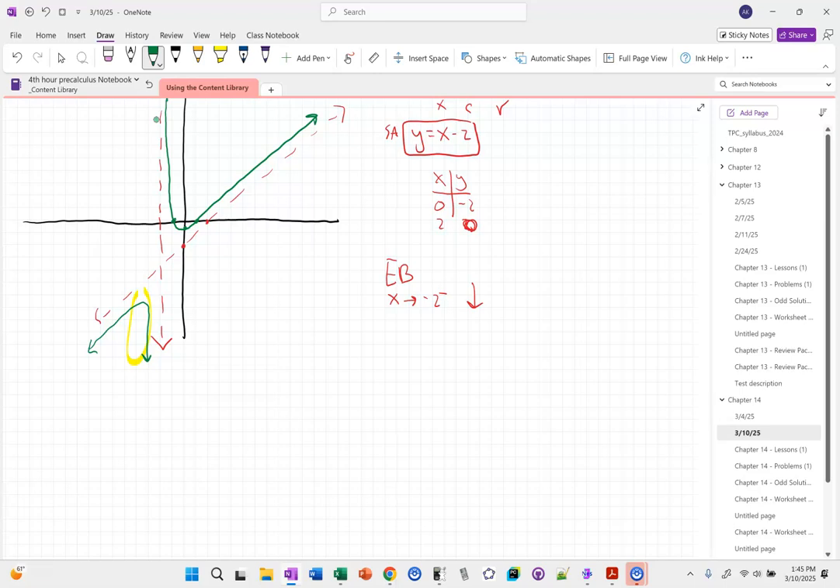What do you guys think? What's the best way to check this? Graph it on your calculator, look at the picture, absolutely. No big deal. What do you guys think? Does that feel a little bit better doing it a second time?